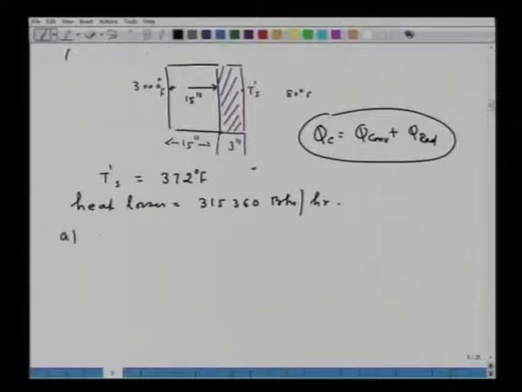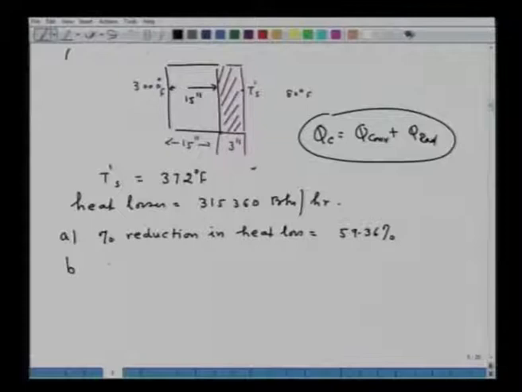So, answer A, percent reduction in heat loss, will be equal to 59.36%. So, you can see that adding a 3-inch insulating thickness of thermal conductivity 0.12 has decreased the heat loss to the tune of 59.36%. Now, B, the fuel consumption has also decreased, and is now 666.3 liters per day.